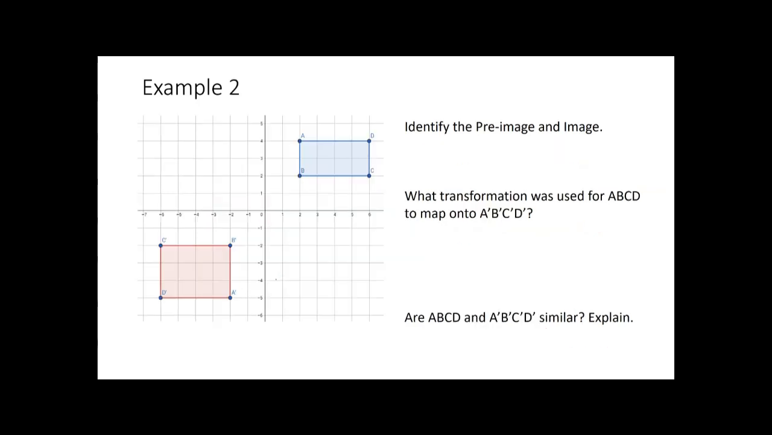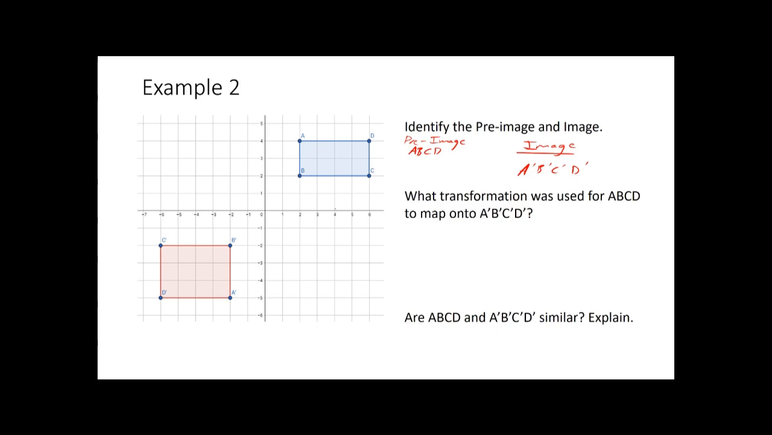All right. Example two. Identify the preimage and image. Again, if we're looking here, notice the notation. We got A, B, C, D. Looks like ABCD is the original, right? And the original is known as the preimage. And then your image is your new image after you do the transformation, which looks like it's A prime, B prime, C prime, and D prime.